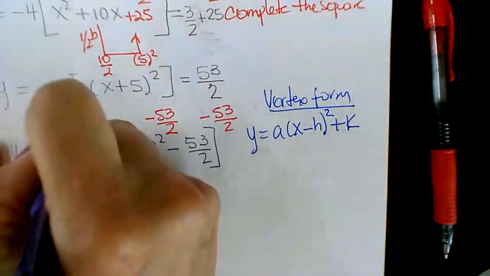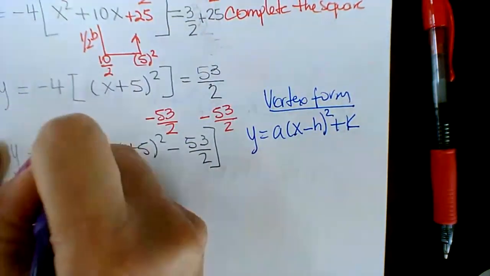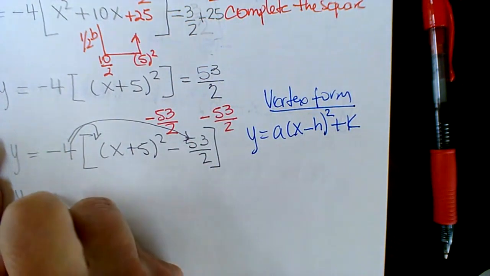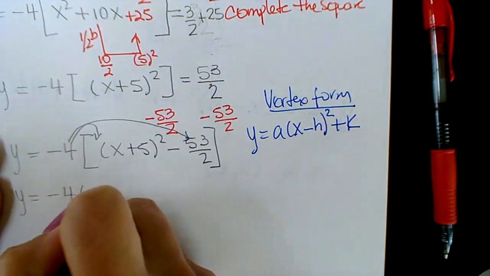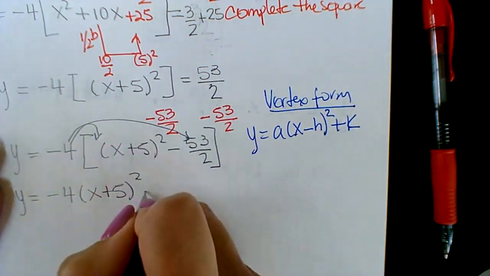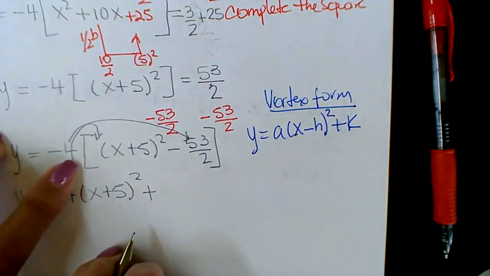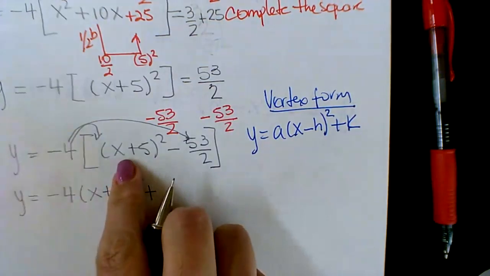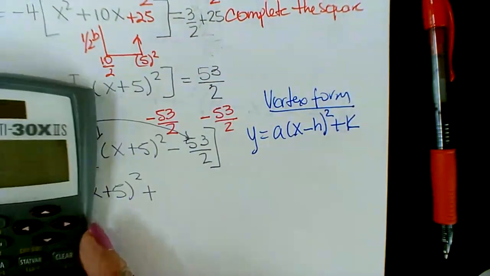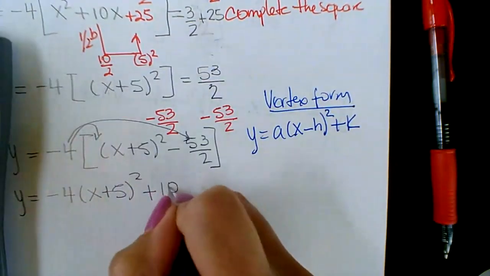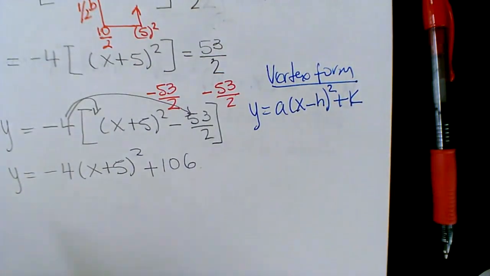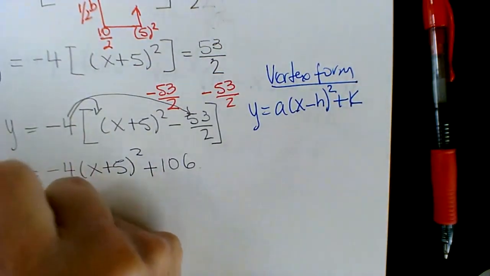That's what I'm trying to get. Now, what do I do? I need to distribute the 4. So it's going to be negative 4 times x plus 5 squared. Negative and negative is positive. And when you multiply it times 4, I got 106. So we got the vertex form here.